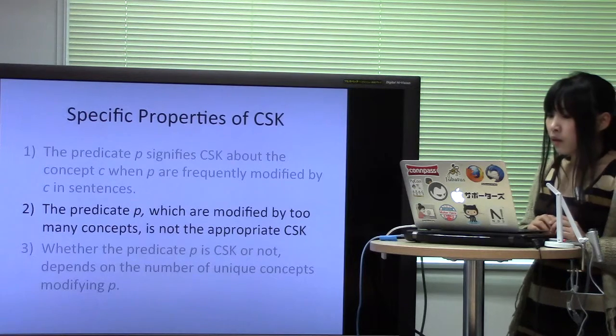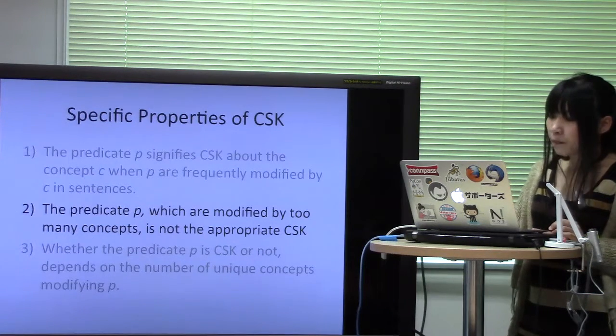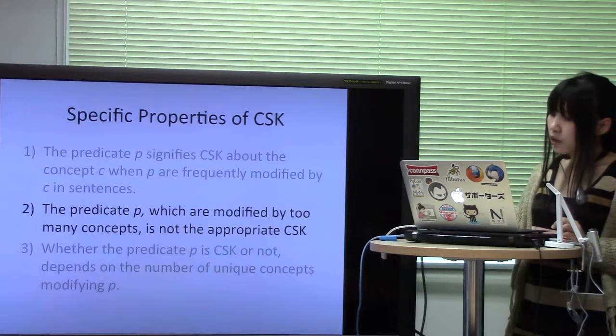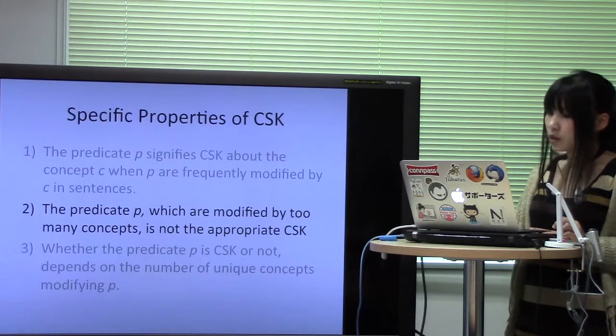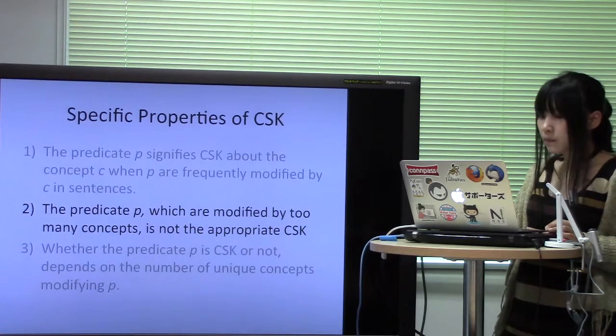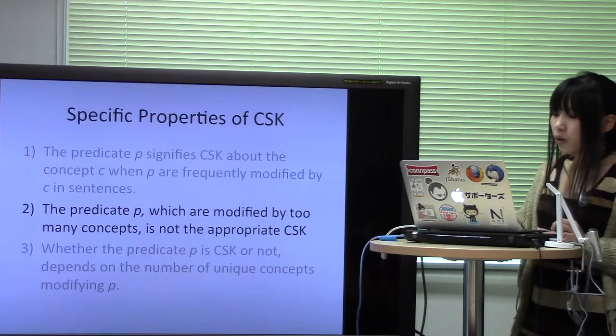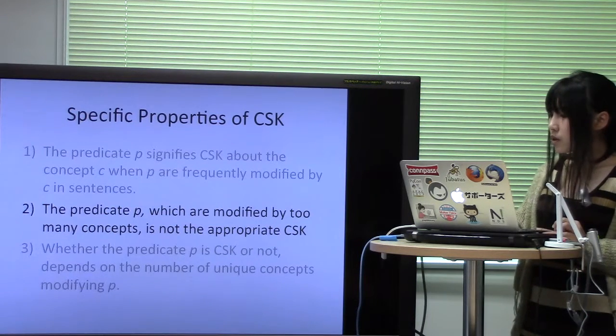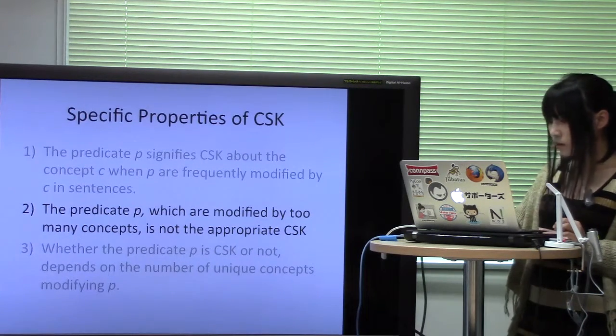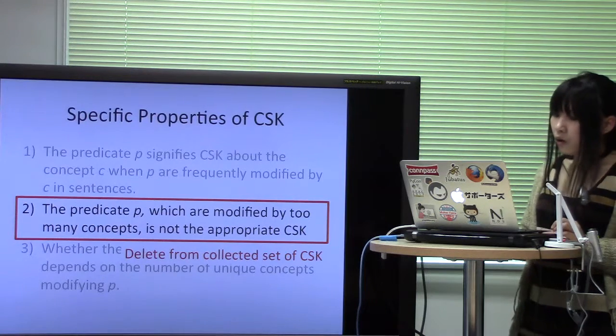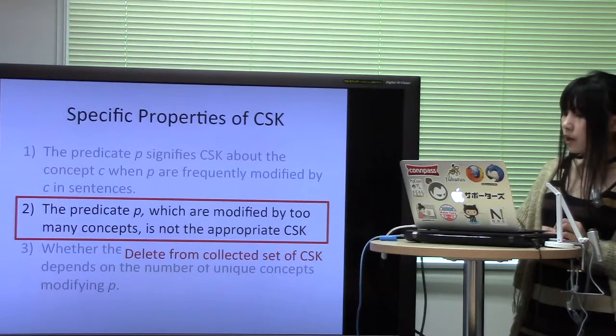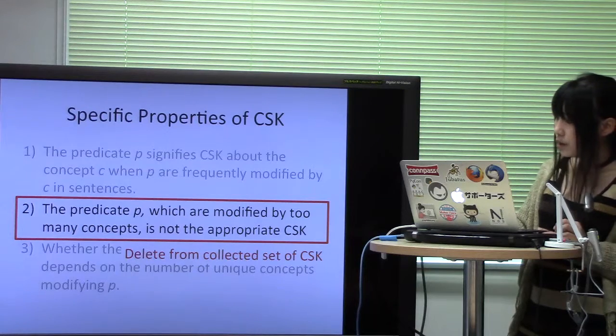Therefore, we define the second hypothesis. The predicate P, which is modified by too many concepts, is not appropriate common sense knowledge. For example, the predicate use is incorrect common sense knowledge of road. We will delete such predicates from the collected set of common sense knowledge.